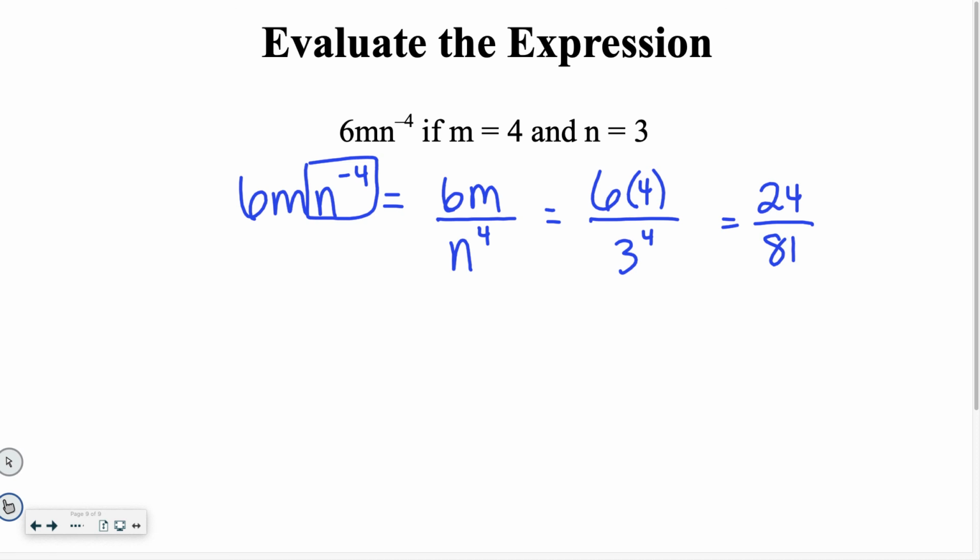And now if I simplify 24 over 81, they are both divisible by 3 for sure. So 3 goes into 24 8 times, and 3 goes into 81 27 times. And I don't believe that there are any other numbers that can be, or any other part that can be reduced there. So my final answer would be 8 over 27.